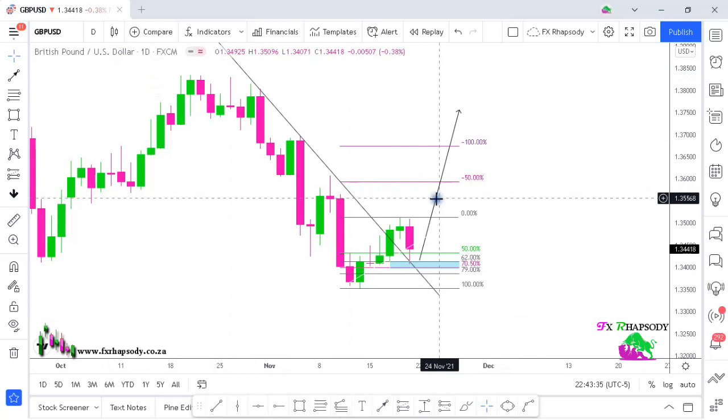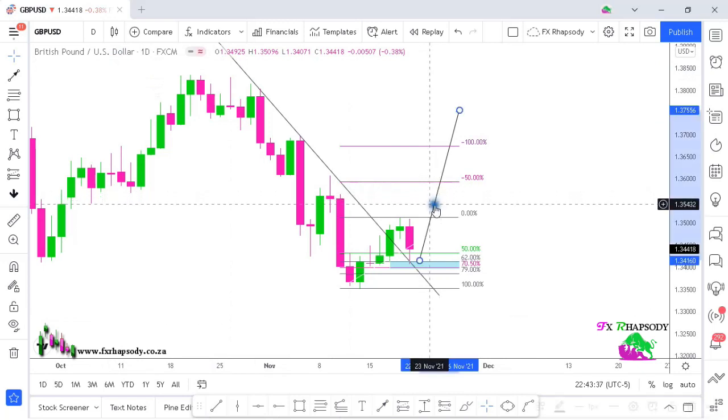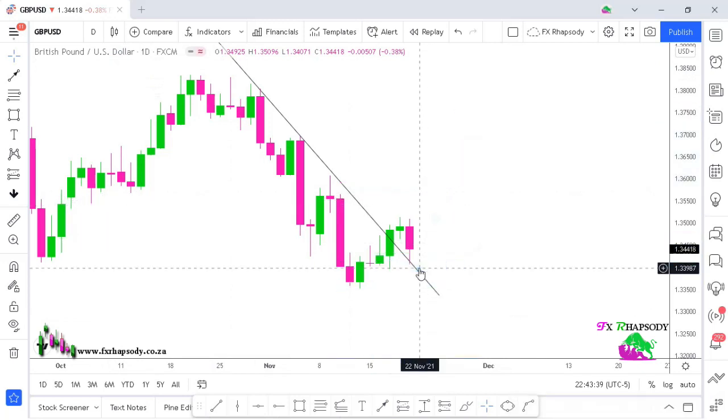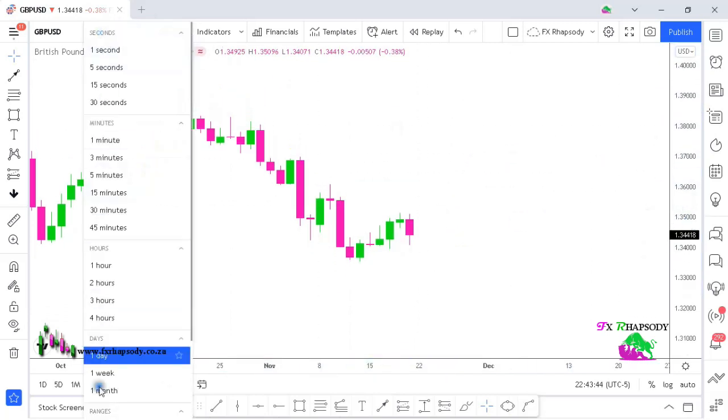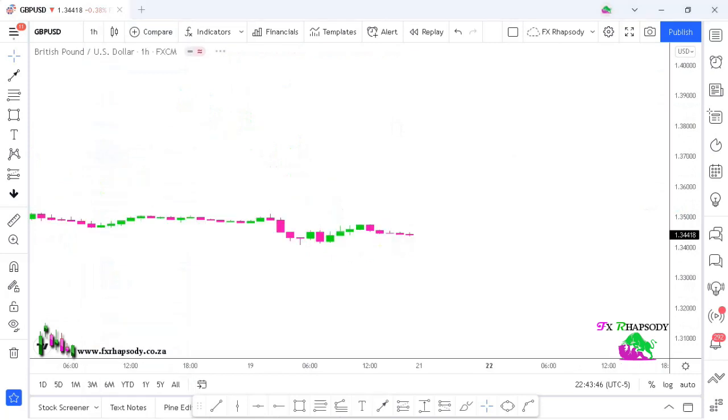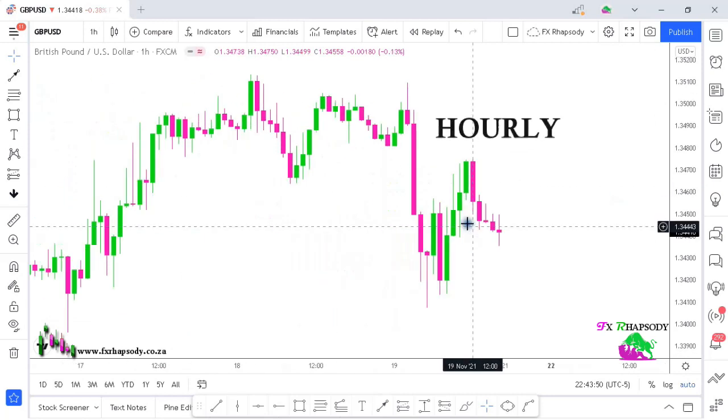So again, don't just come Monday and start buying. You don't just follow my analysis and buy. Let's drill down to the hourly time frame. So this is where we're going to look for confirmation for this buy setup.